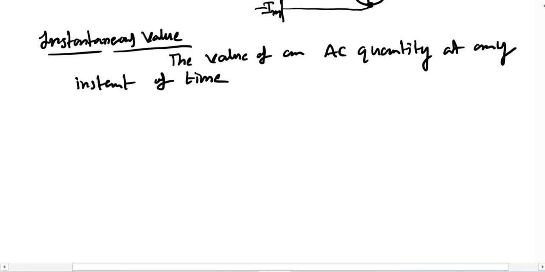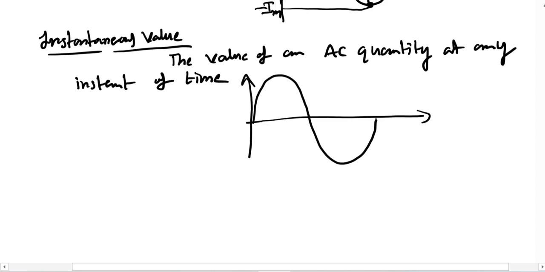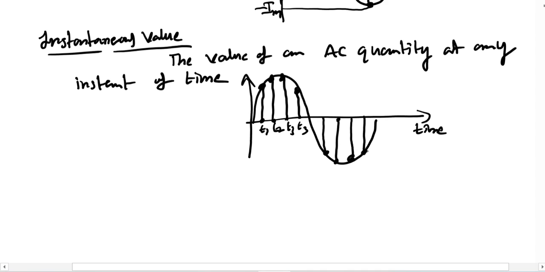If you draw this diagram, with this you can easily explain this definition. This is my AC quantity, with respect to time, at each and every time T1, T2 and T3. For every instant, whatever my value is, that value is called the instantaneous value of this alternating quantity. Every instant of time, whatever the value of alternating current is, that is called the instantaneous value.